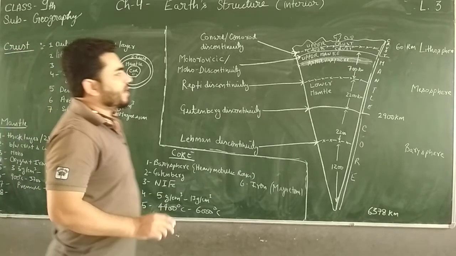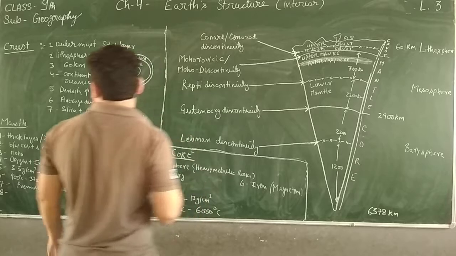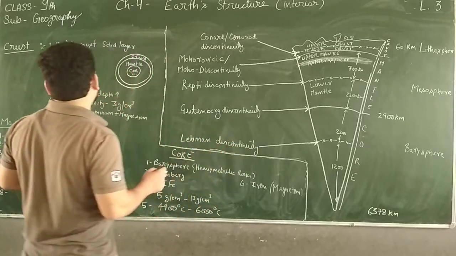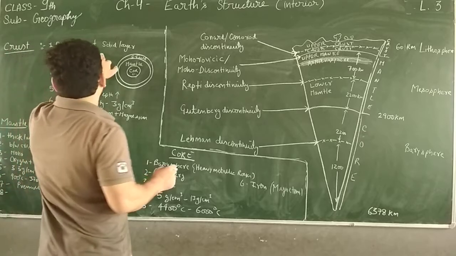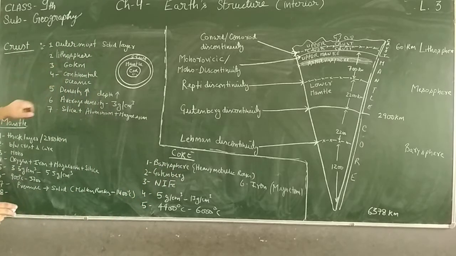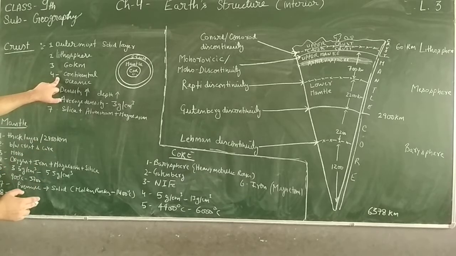Now this crust can be divided into two parts, upper crust and lower crust, right? And this crust is also called lithosphere. Its thickness is around 60 kilometer, and it can be called continental crust also and oceanic crust also, right?